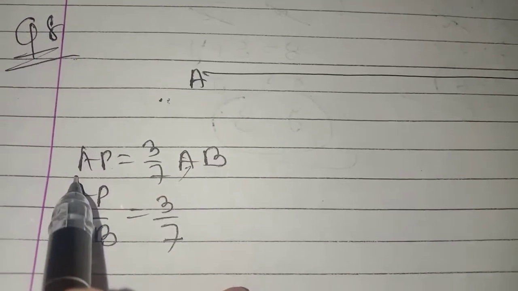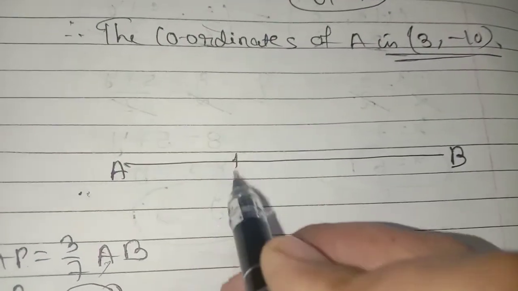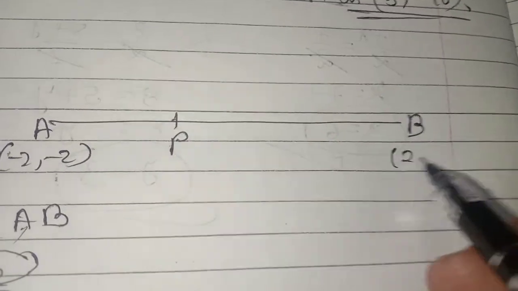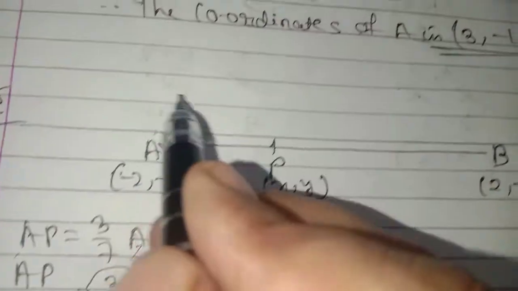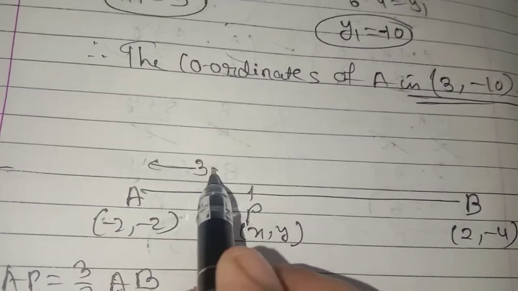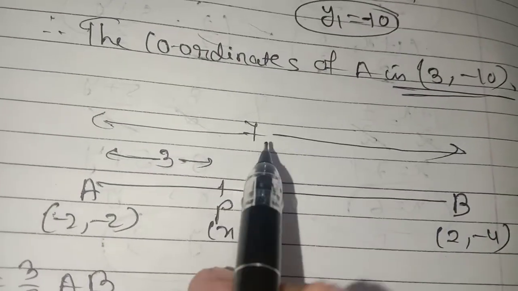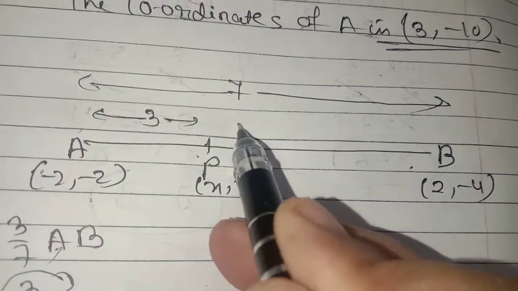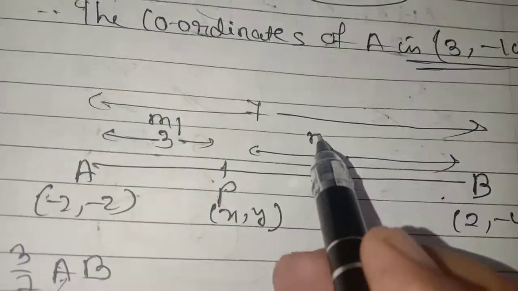Clear? I am transferring AB here. It means the value of AP is 3 and the value of AB is 7. Now write P somewhere here. So A is given as (minus 2, minus 2). B is given as (2, minus 4). And we have to find P. Now we have the value of AP as 3 and the total value of AB is 7. So what is the value of PB? We can subtract 7 minus 3. It is 4. So we got the value of m1 as 3 and the value of m2 as 4.